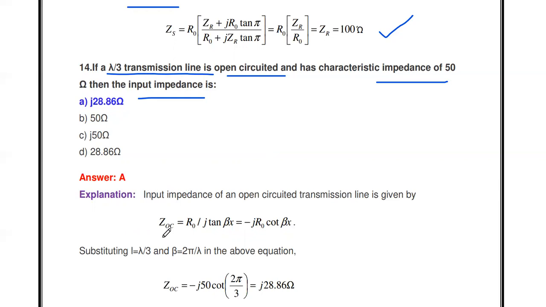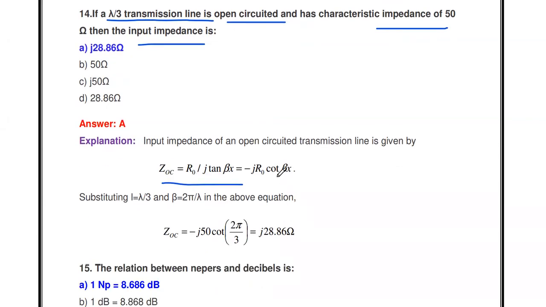The input impedance is nothing but Z(OC) equal to R0 by j tan beta x, or otherwise this 1 by j we can call as minus j, then 1 by tan we can write as cot beta x. So in this you just substitute the value of R0 and beta x. Beta is 2 pi by lambda, and the x value is lambda by 3. So you just substitute and find the answer using a calculator. We will get the answer: j into 28.86. Okay, this is the answer.